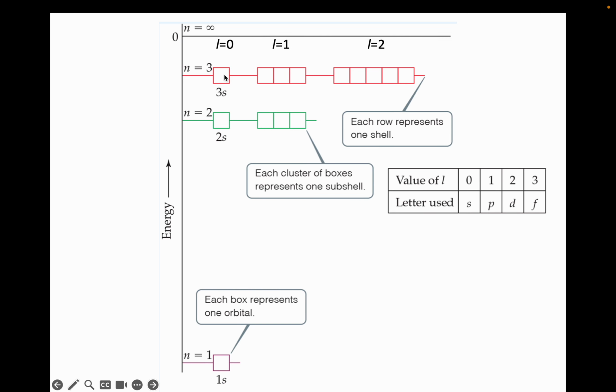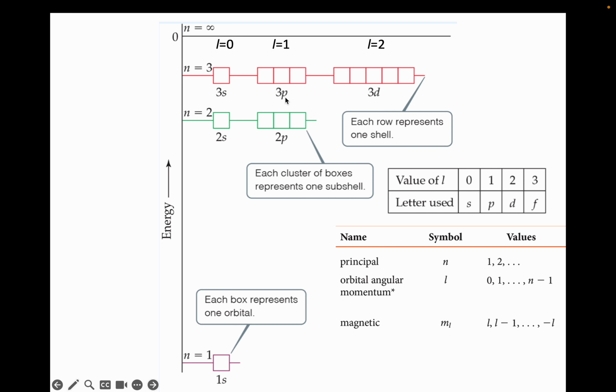This first column here, when l equals 0, they're given the letter s. When l equals 1, they're given the symbol p. When l equals 2, they're given the symbol d. So within each of the groupings here, this first column, 1s, 2s, and 3s, I'm saying the principal quantum number and then the letter that corresponds to the l value. 2p, 3p: principal quantum numbers 2 and 3, and then the letter that corresponds to the l value. And the same thing here with the 3d.